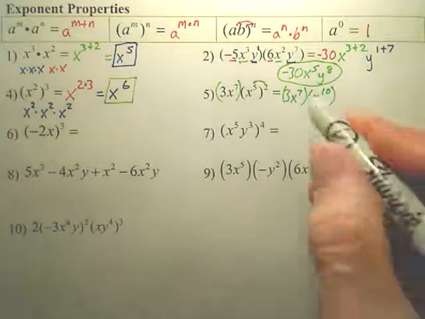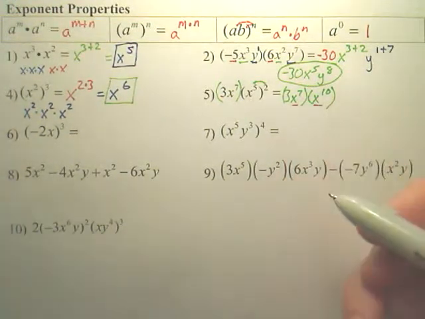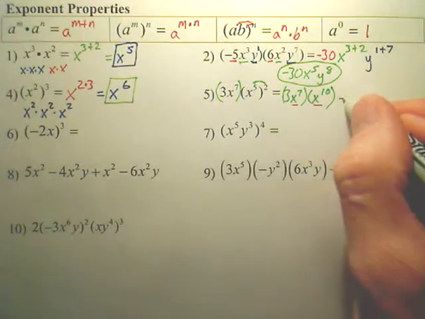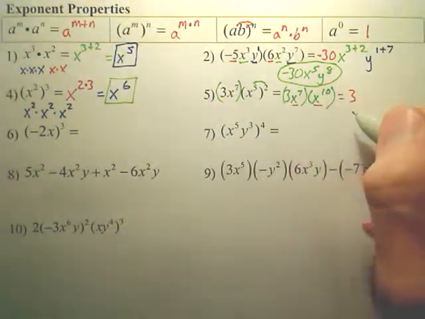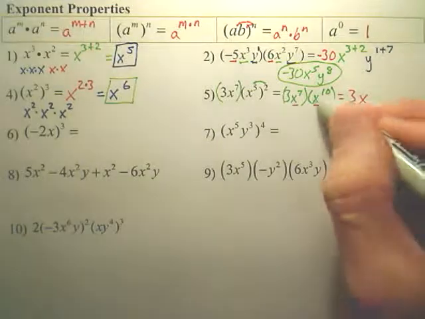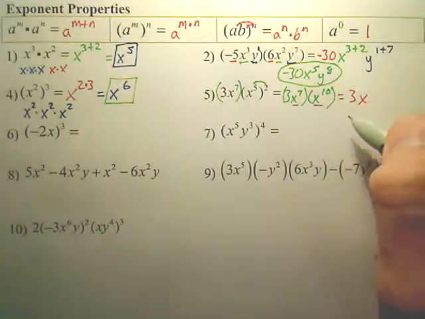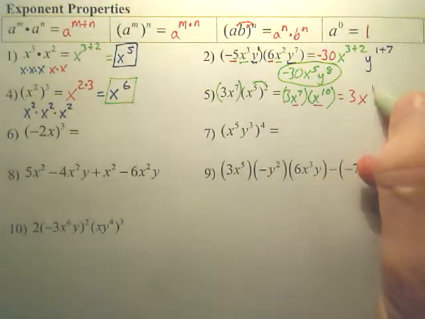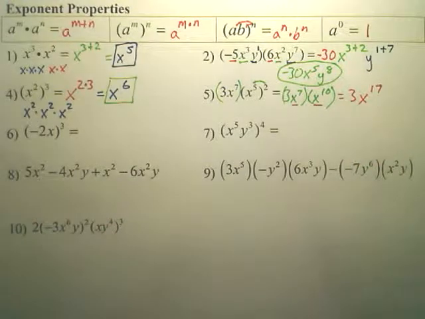Now, looking at these two, aren't these x's going to combine when you multiply those? The 3 stays. And once you, what do you do with these powers? You add them, subtract them, multiply. Hopefully you realize you add those. So it's going to be 3x to the 17th.